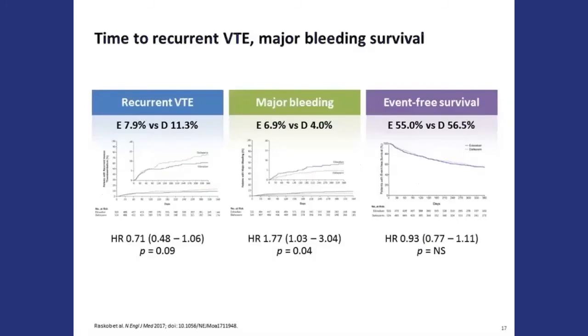If we try to split out the clotting and the bleeding events, I'll first quickly review the last purple box. The event-free survival was no different between the two. So the cancer prognosis basically was the same, and I don't think anyone was shocked by that. But if we take a look at the recurrent VTE and the major bleeding event, this starts to dig down into how to explain these results and how to apply these to our patients.